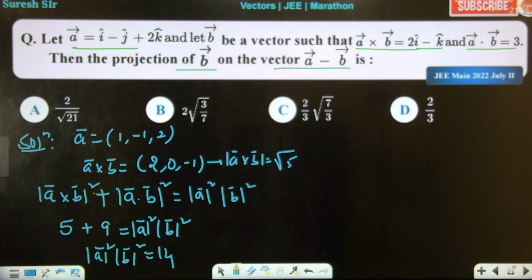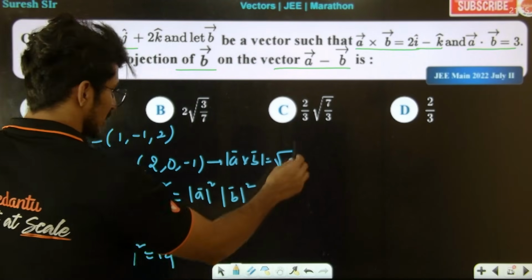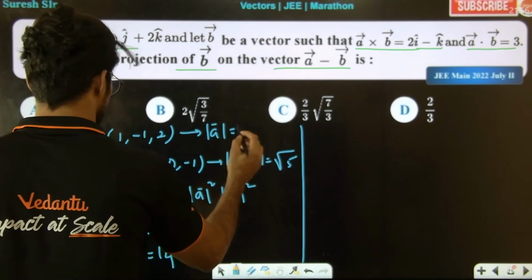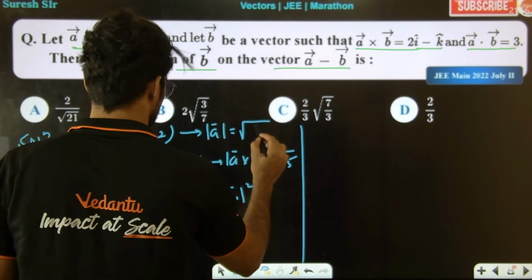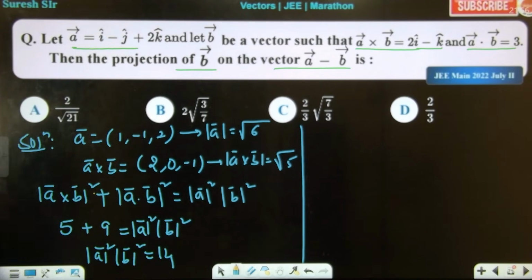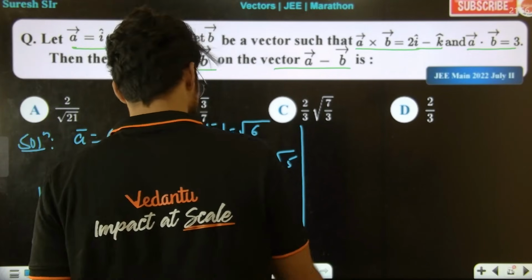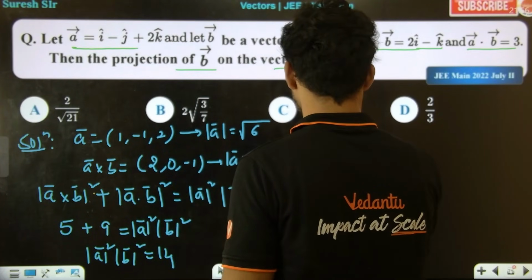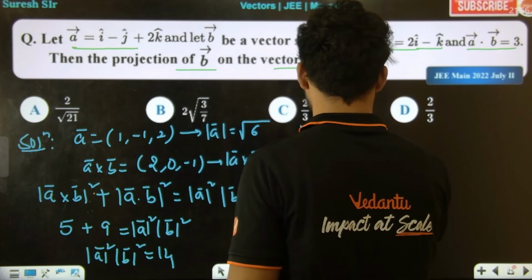Yes or no? 14. So you tell me, what is the magnitude of B square now? What is the magnitude of A square here? Let us find the magnitude of A, which is equal to root 6. Yes or no? 1 plus 1 plus 4. So the magnitude of A square I am going to substitute here, which is going to be 6 into the magnitude of B square is equal to 14.